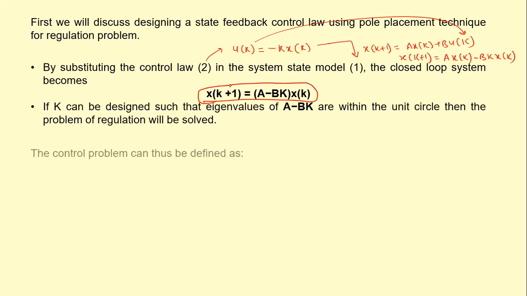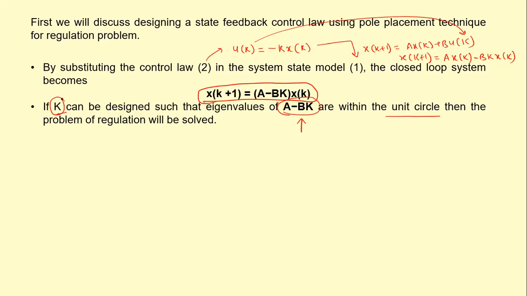Now we can design this K such that the eigenvalues of this matrix lie within the unit circle, because we are dealing with discrete systems. So we do the stability analysis of a discrete system in the Z domain, and we want that the closed loop poles of the given system should be located within the unit circle, right?